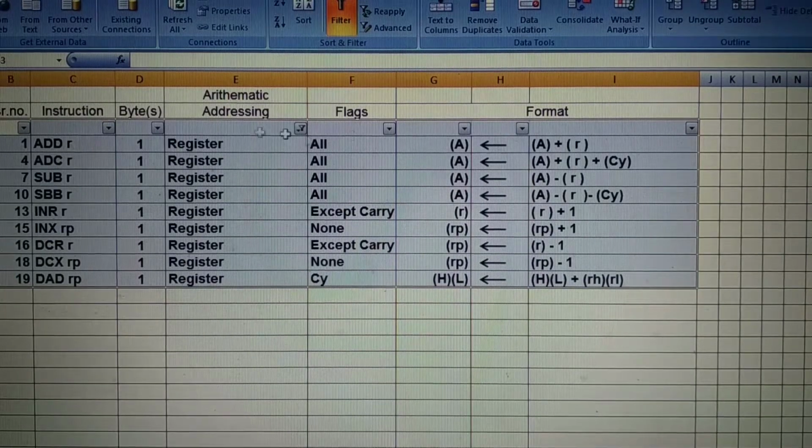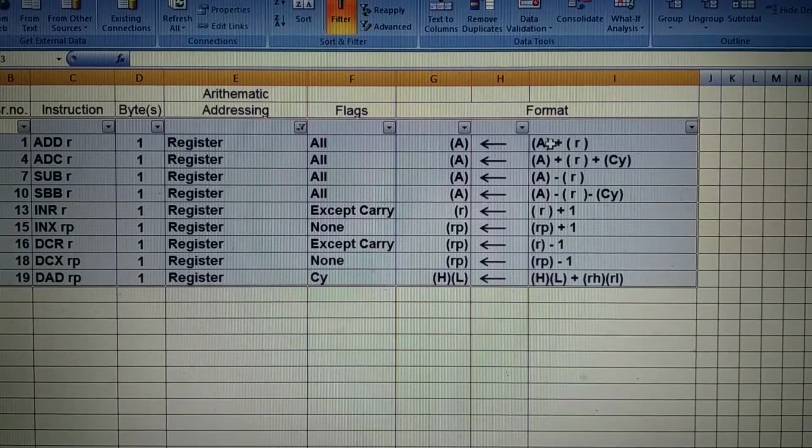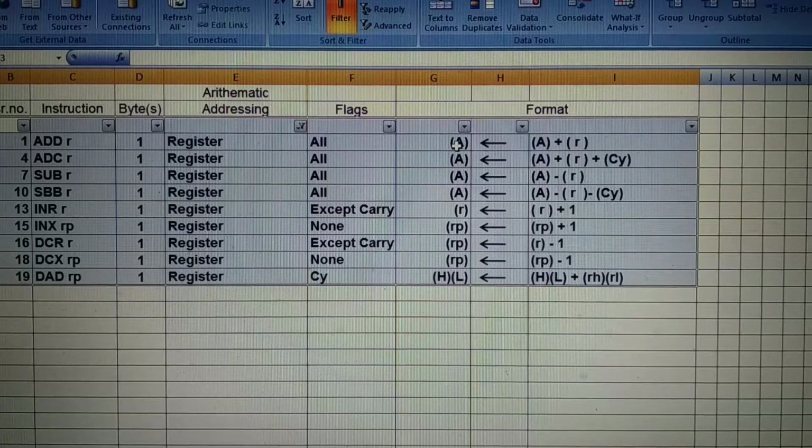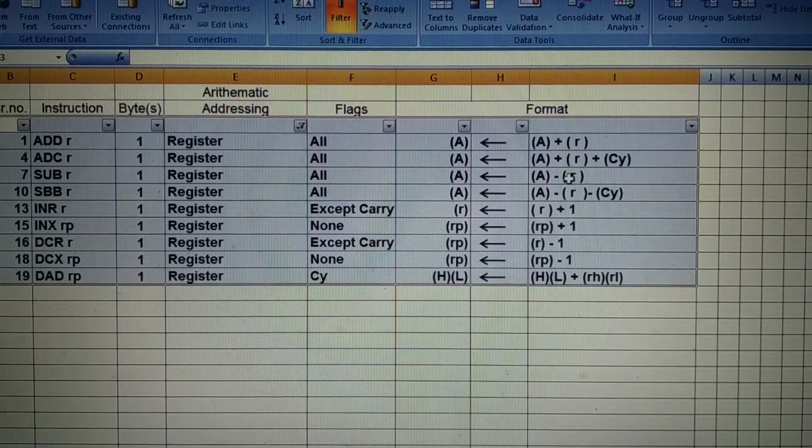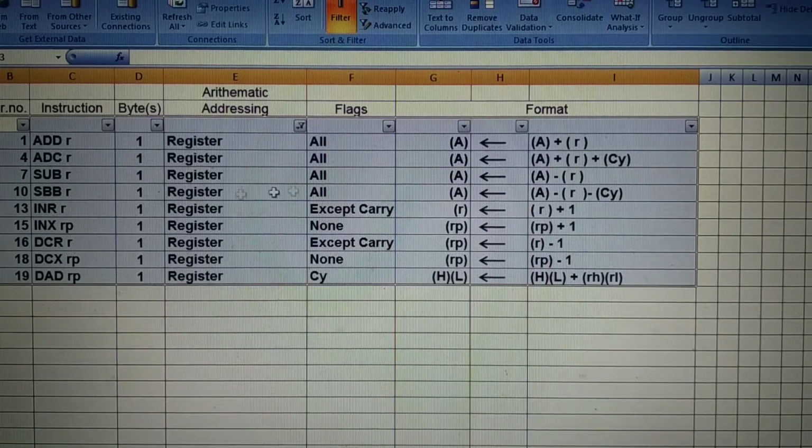Here ADD R, content of R added to accumulator, result is stored to accumulator. ADC R, content of R along with carry added to accumulator, result is stored to accumulator. SUB R, content of register R subtracted from accumulator, result is stored in accumulator. SBB R, content of register R along with carry flag subtracted from accumulator, result is stored in accumulator.